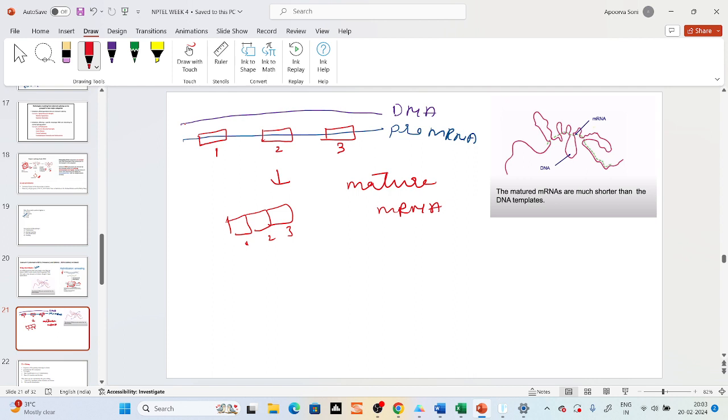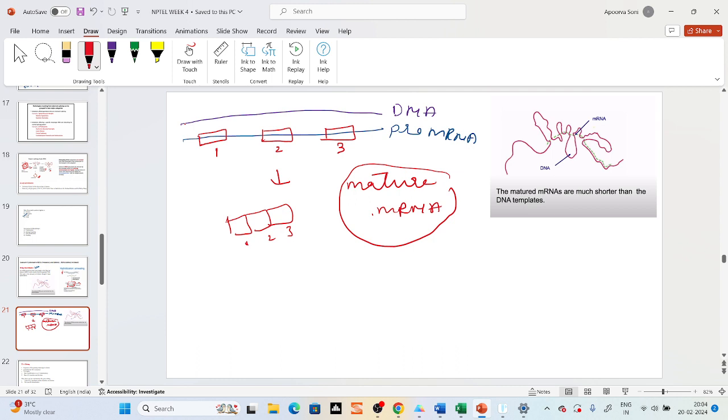Now tell me, the length of mature mRNA, would it be greater than that of DNA, less than that of DNA, or the same as that of DNA? Fill in the blank: the length of mature mRNA would be dash with that of DNA. Lesser than DNA. So that means this mature mRNA would be of shorter length than that of DNA.